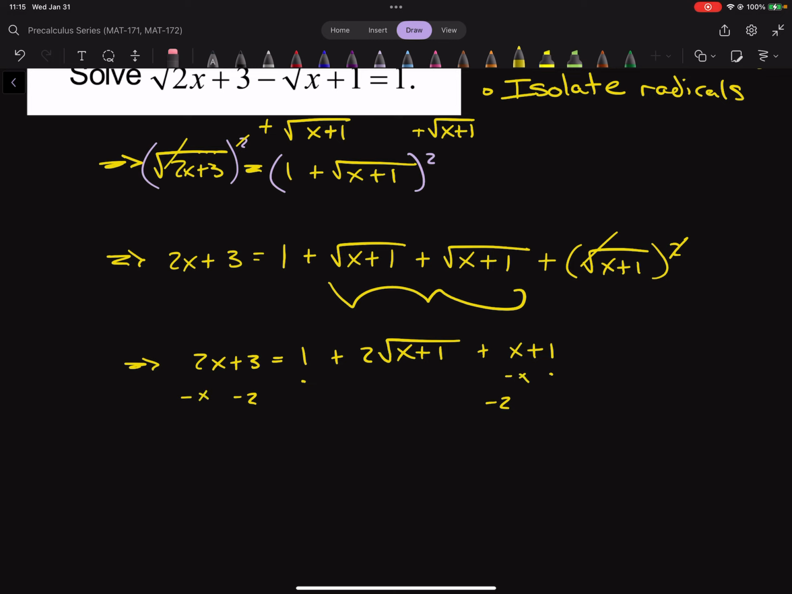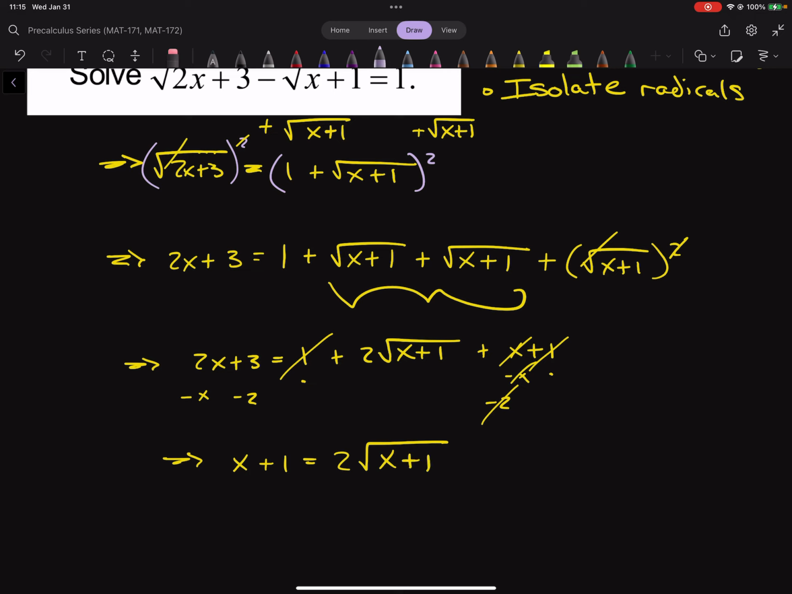All right, let me move this 2 because it looks kind of confusing right now. I'll just move it over. Will it let me? It won't let me move it. It's all good. So what's going to end up happening on the right-hand side, those all cancel, that cancels, and we end up with x plus 1 equals 2 times the square root of x plus 1.